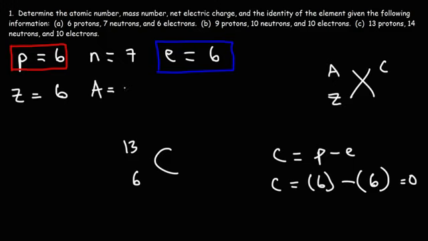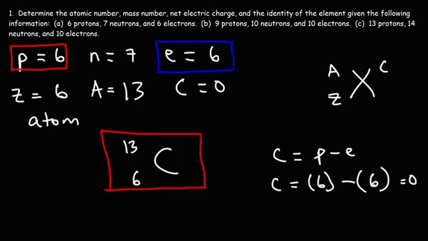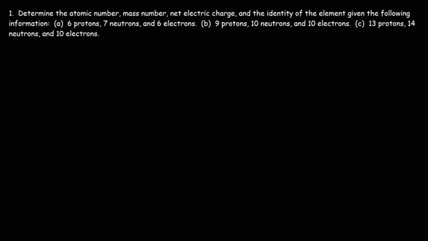So the mass number is 13. The charge is 0. So we have an atom of carbon. This is isotopic carbon-13. Now let's move on to part B. We have 9 protons, 10 neutrons, and 10 electrons. Go ahead and determine the atomic number, mass number, net electric charge, and the identity of the element.